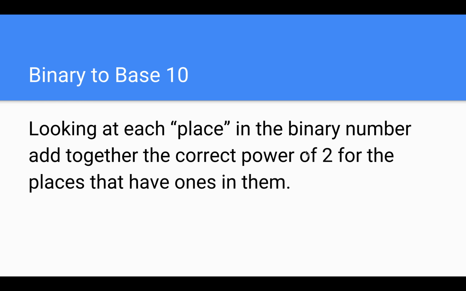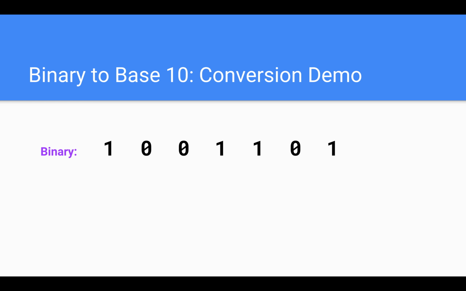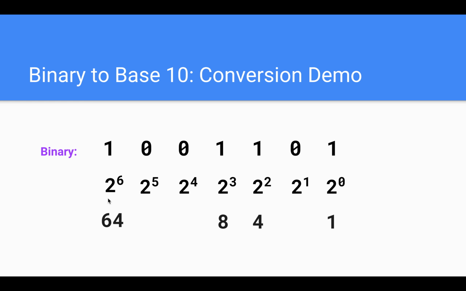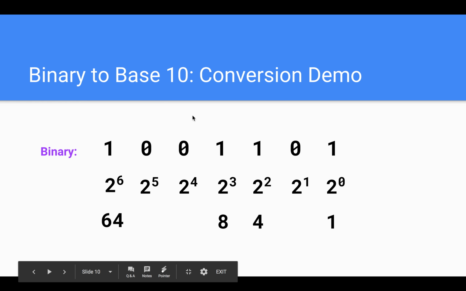From binary to base 10. For that, you look at each place in the binary number and add together the correct power of 2 for the places that have 1s in them. So we're going to start with this binary number, and these are the different places for each spot, and then we're only going to look at the places that have 1s in them.